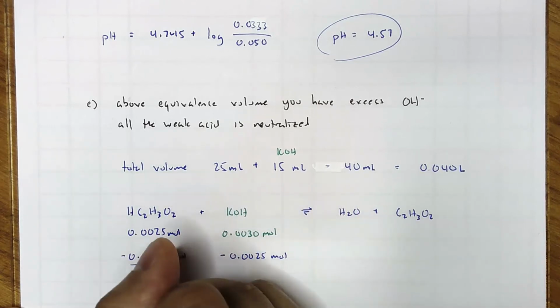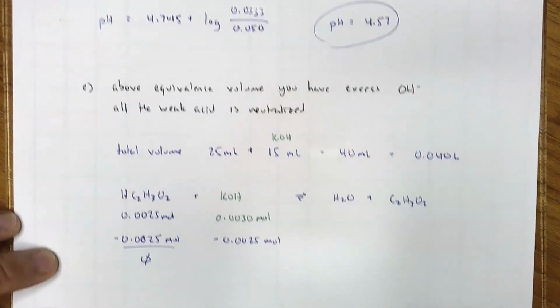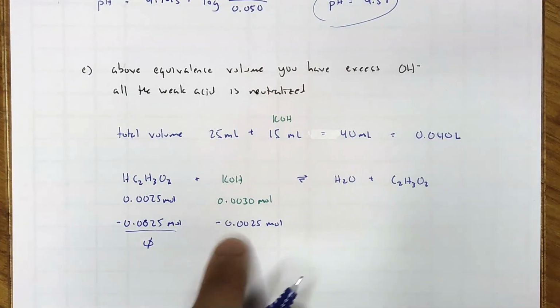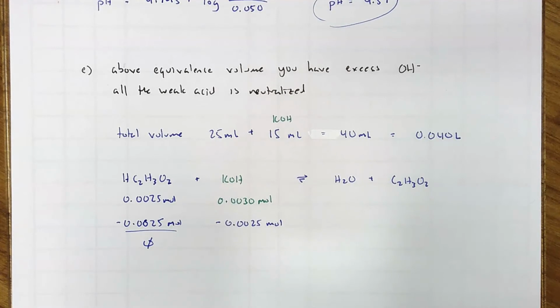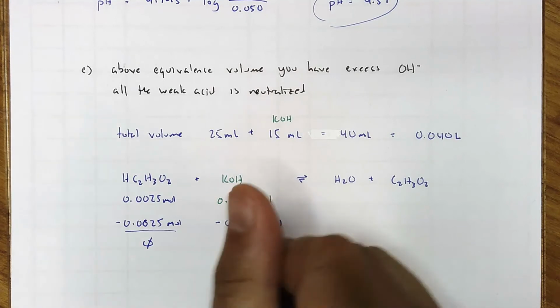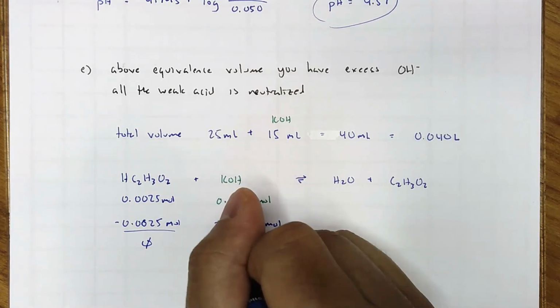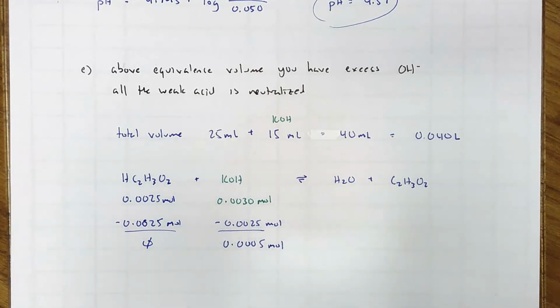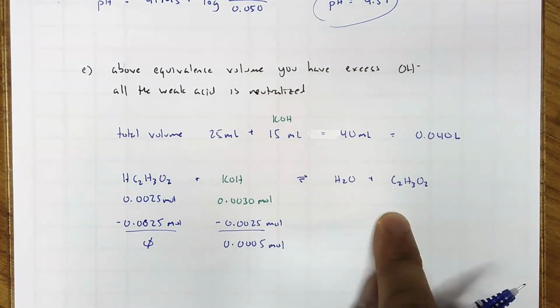You see how we go down to 0? Because we are past equivalence. We were able to neutralize all of the acid, and look how much base I have left over. 0.0030 minus 0.0025. Okay, I still have some base left over. I have 0.0005 moles. We're not even concerned about these two.